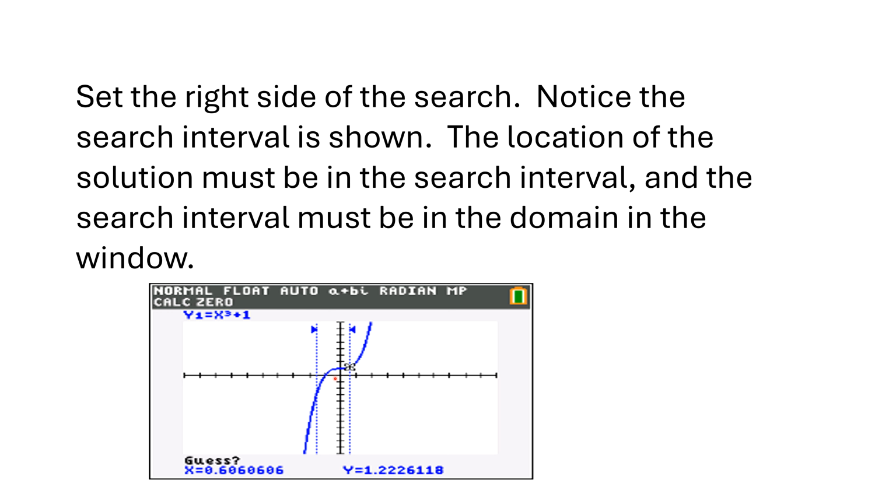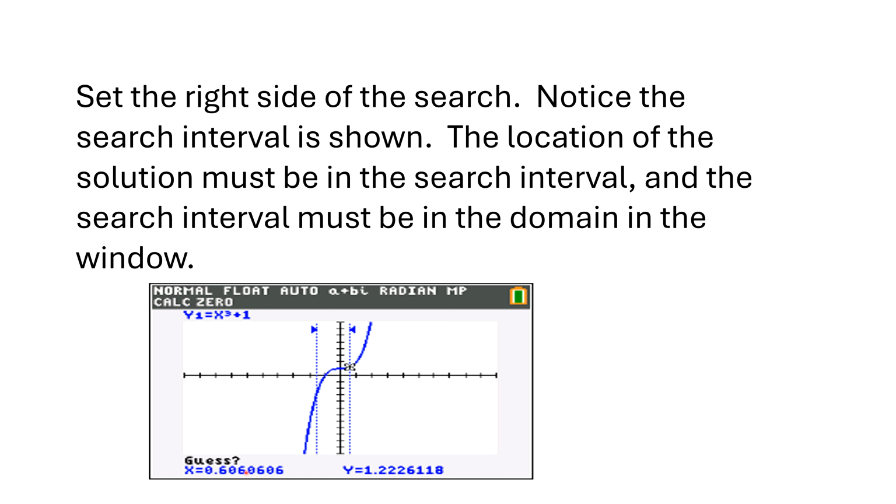Now, I moved it off the vertical axis so we could see. But this is your search interval. It's important that it be on your screen. In other words, if you got your screen set for x equal negative 10 to 10, don't do a search interval from negative 20 to 40. It has to be completely on the screen, the whole search interval. If that means changing the extent of your screen and the domain, then that's what you need to do.